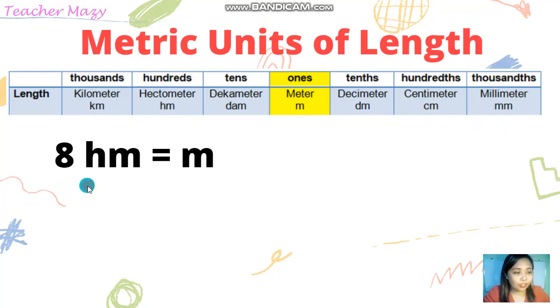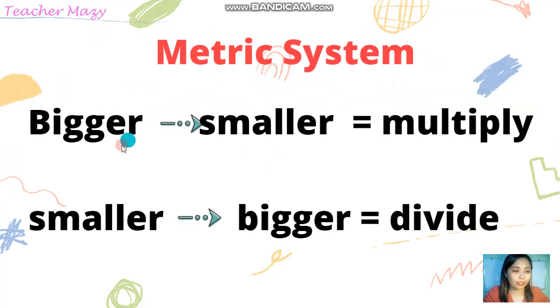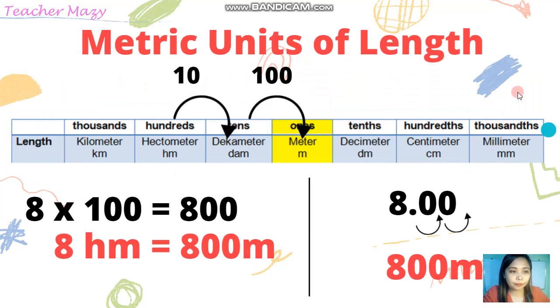Ang given natin dito ay 8 hectometer. So hectometer tayo. Let's convert this to meter. So that means we have from bigger unit to smaller unit. So ang gagamitin natin is multiplication. So katulad nung sinabi ko kanina, if the given is bigger to smaller, we will multiply. There are different methods to convert different units sa ating metric system.